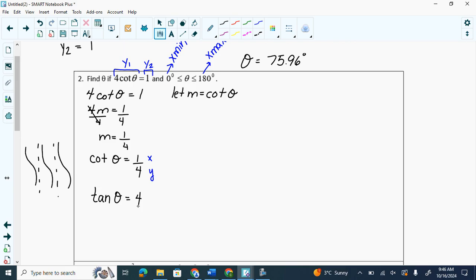Can we do the math for this one? Yes. Its tan is positive. So tan is positive here and here. What's the catch? I only have one answer. It's 0 degrees to 180 degrees, and this bad boy is too big. You agree? So we literally just need the reference angle because the reference angle is my answer. How do I get the reference angle? I go theta equals tan inverse of 4.